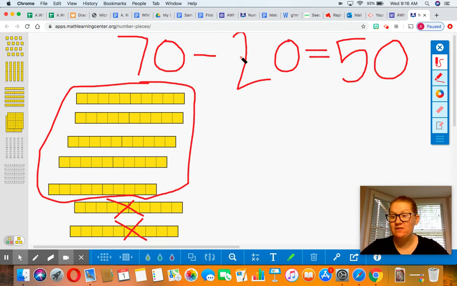I can also think about this as 7 tens minus 2 tens. Now we know 7 minus 2 is 5 because we've been working on subtraction like that most of the year. So I can also think of it that way. And I know that 5 tens is the same as 50. On Seesaw, you're going to be doing this.